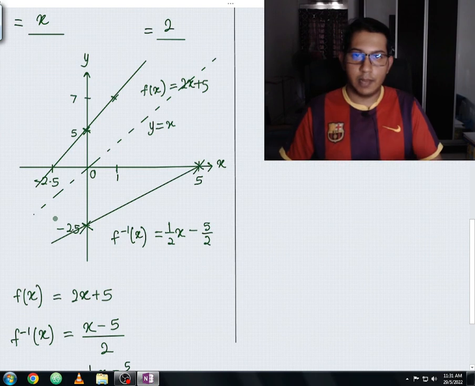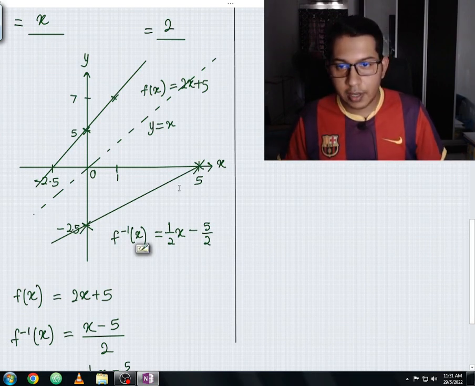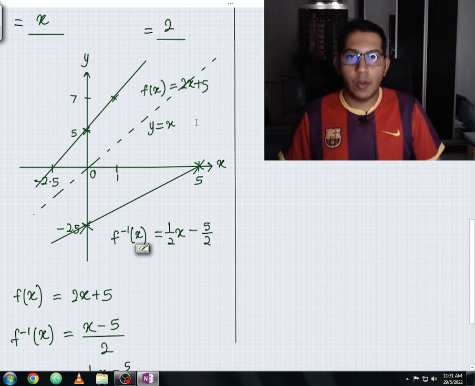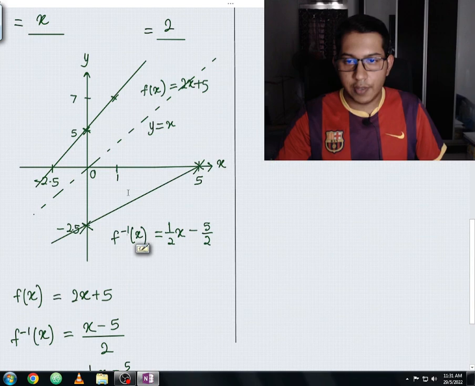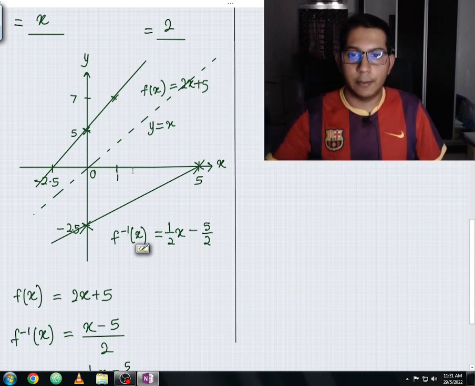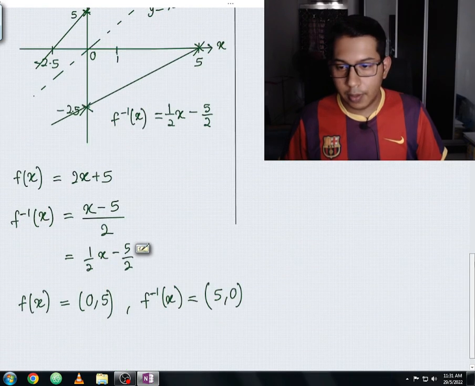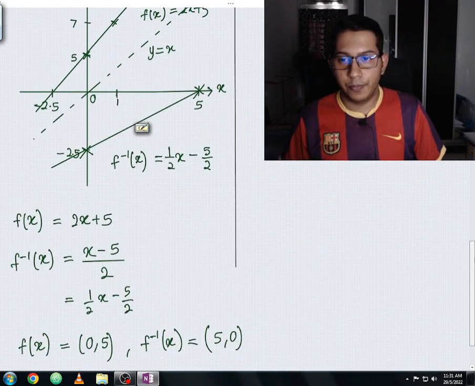So this is one of the important properties, guys, of the inverse function. It is the reflection with respect to y equals x. For your normal function and the inverse function, basically your y equals x acts as a reflection. When your f(x) has x and y of (0, 5), your f inverse x will be (5, 0). This is one of the examples.